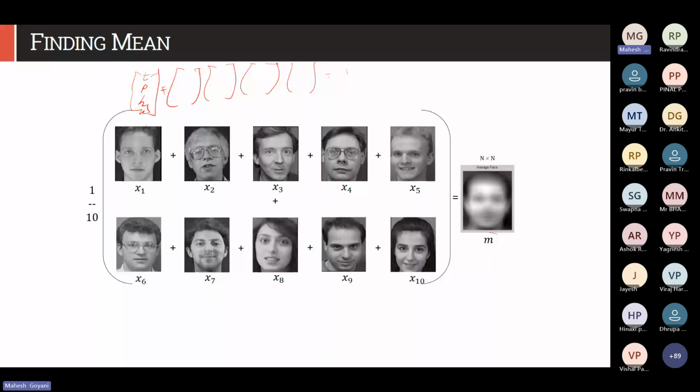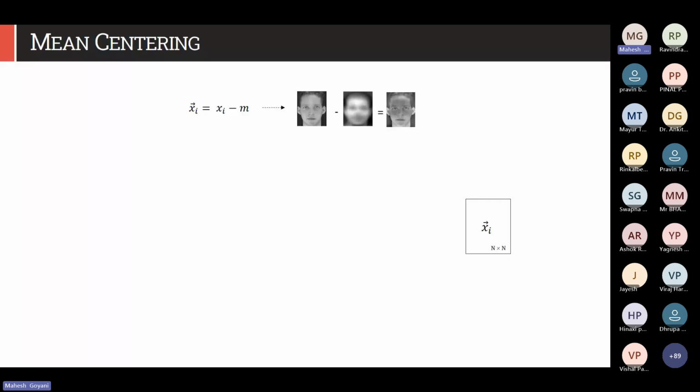So we will get the mean. Again, size will remain the same, n cross n, because it's just addition and division by the number of samples. Next step is we have to mean center the data. That means we have to subtract the mean from each data point. So whatever mean we have computed, we will subtract it from all the xi's. That is known as the mean centered data.